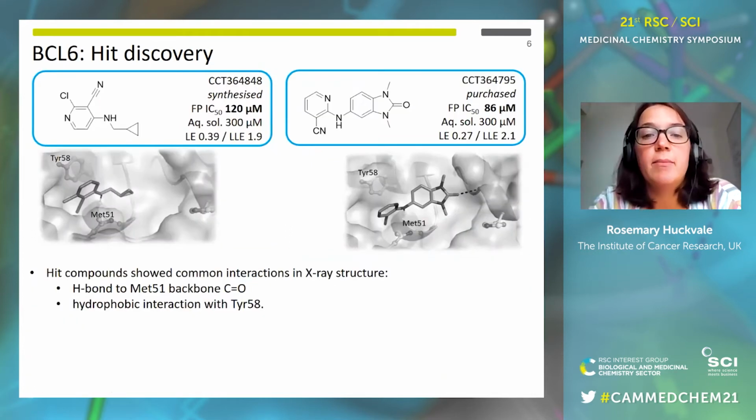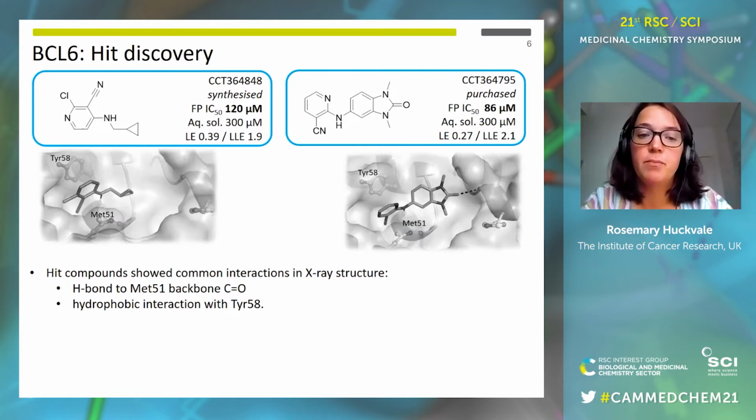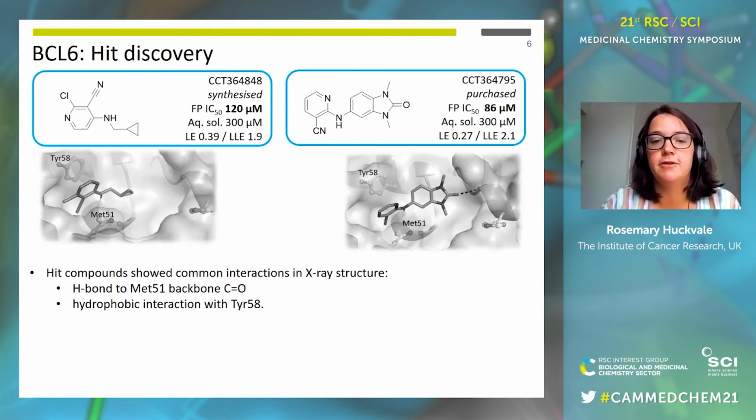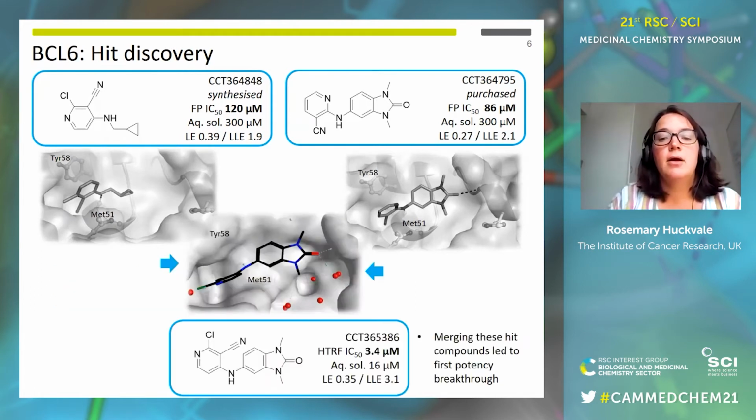These two hits, looking in a bit more detail at the crystal structure, bound similarly. They had common interactions in their X-ray structures. They had a hydrogen bond to methionine 51 on the backbone carbonyl, and they also had this hydrophobic interaction with tyrosine 58. Merging these two hit compounds led to our first potency breakthrough, this compound 386. It now has a single-digit micromolar biochemical potency.